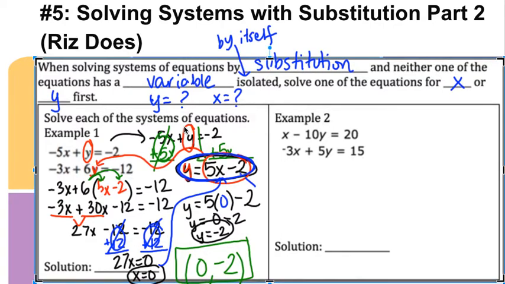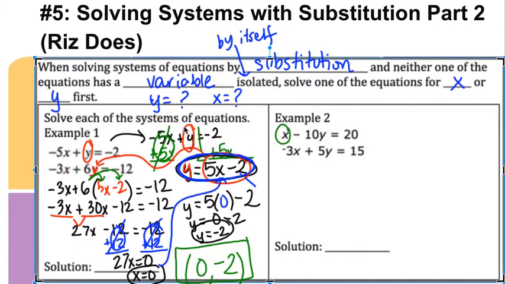Okay. Again, the main idea here, the main difference between what we're doing today and what we did last time is just at first, we need to figure out which of the variables we want to get alone. So let's look at example 2. I see x minus 10y equals 20 and negative 3x plus 5y equals 15.